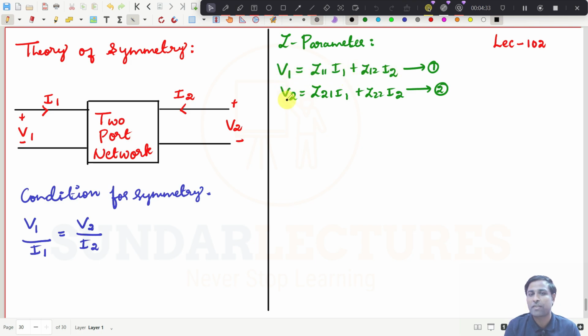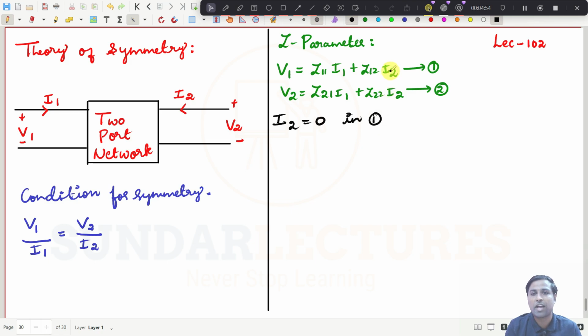I1 and I2, and if I make V2 equal to 0, again the equation becomes I1 and I2. So I cannot get V1 by I1 and V2 by I2. So what I am doing here, I am going to put I2 equal to 0 in equation number 1.